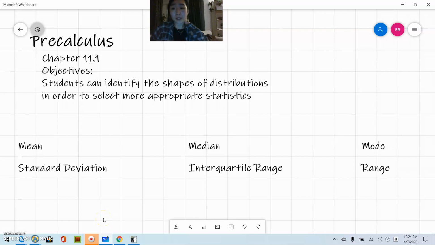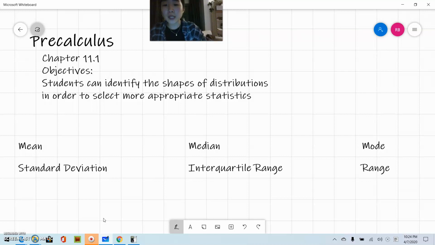So we're going to continue looking into how to describe the shape of your distribution so that you can choose more appropriate statistics. Statistics can be defined as two things. It can be the study of data science, like what we are doing. But when we use the word statistic, it actually means all the numerical values that we use to describe the data. So mean is a statistic, median is a statistic, and so forth.